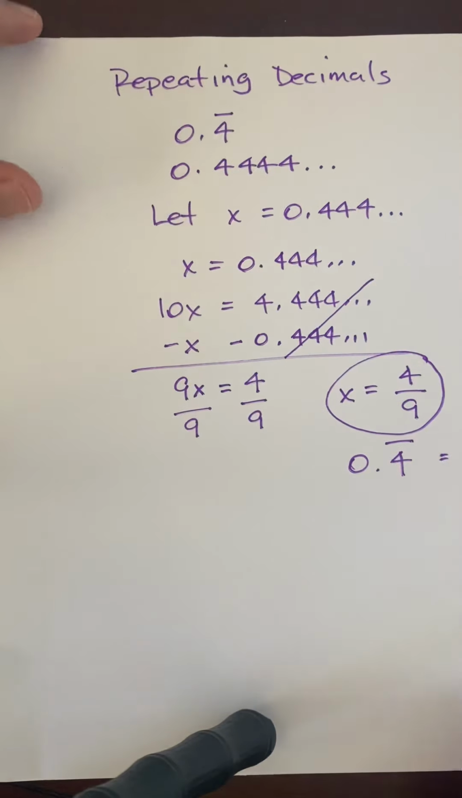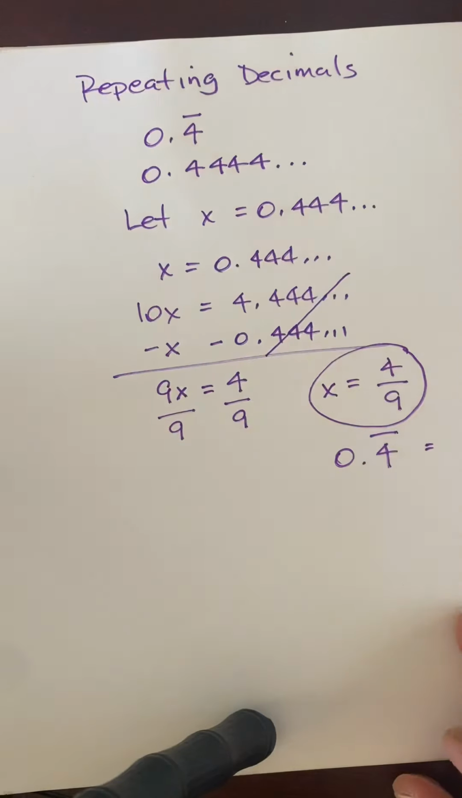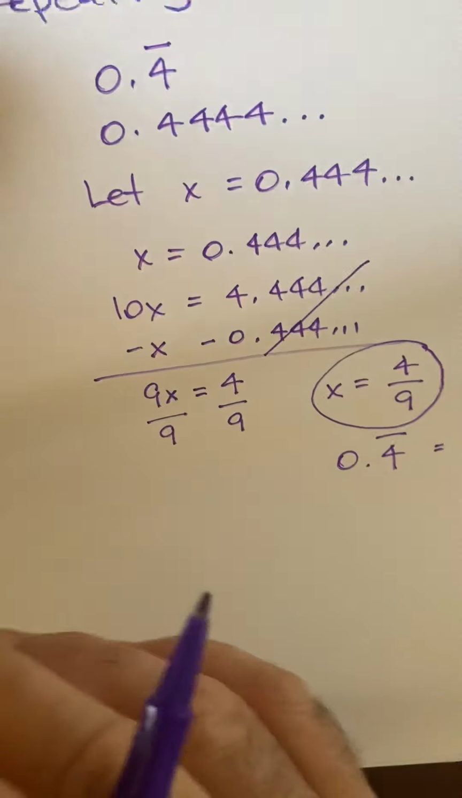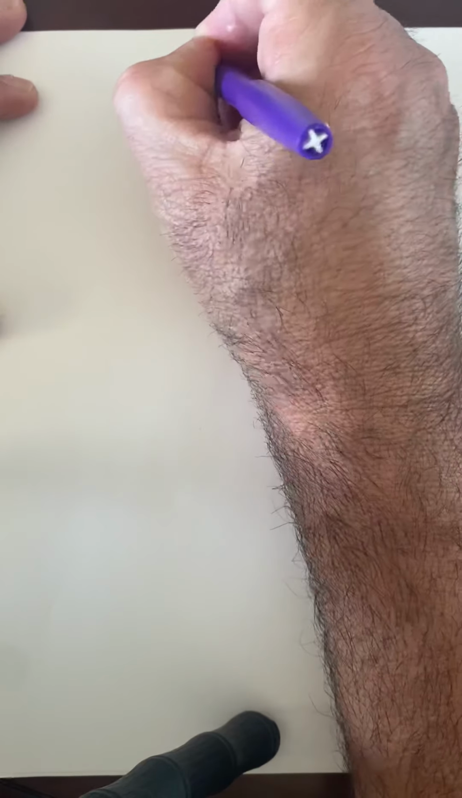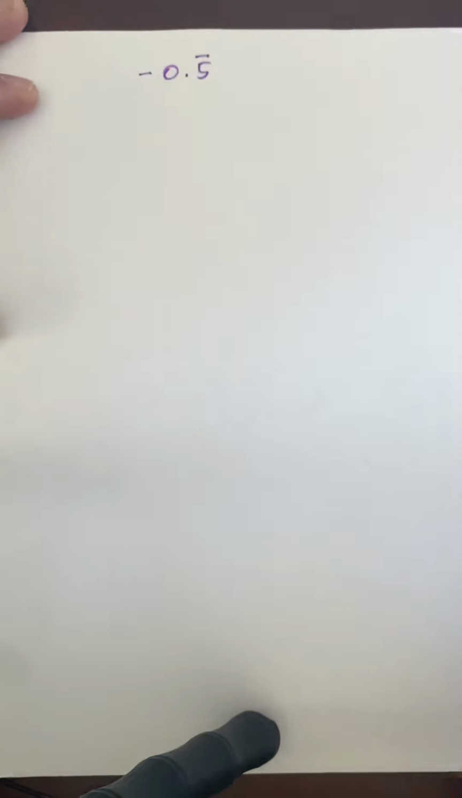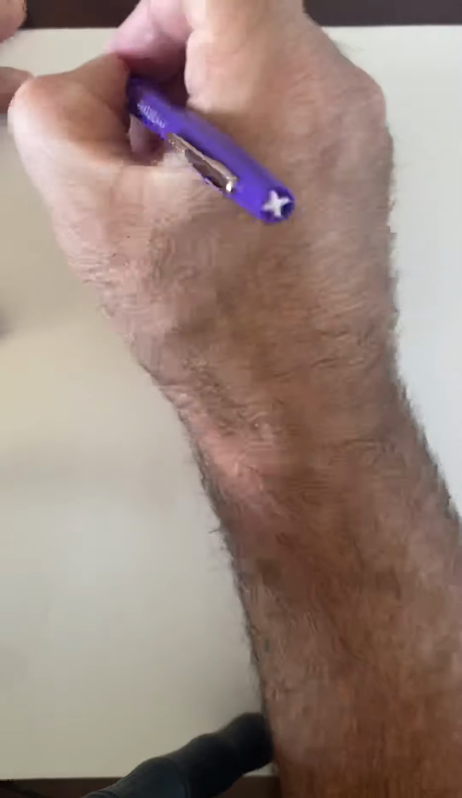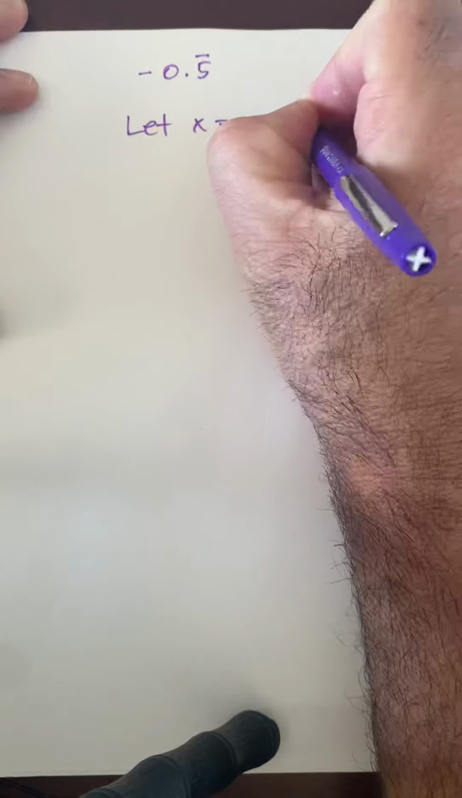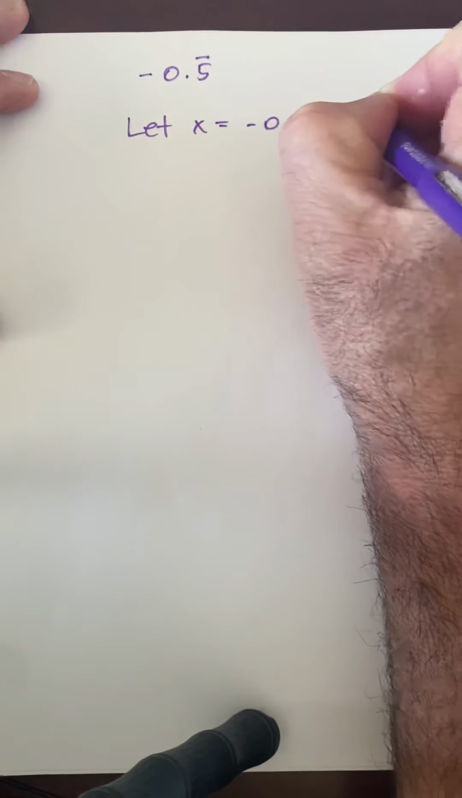And you can use your calculator to check that answer. That's the best way, I think, to check them. Okay, let me show you another example. This example, I'll show you a negative one. So let's do negative 0.5 repeating. So my let statement is let x equal negative 0.555 dot dot dot.